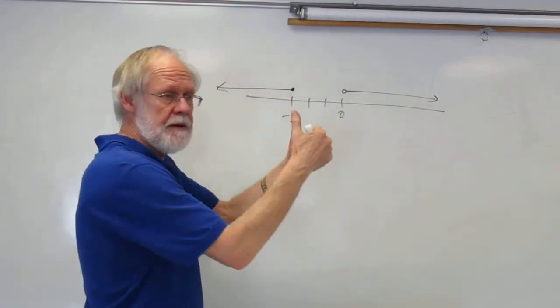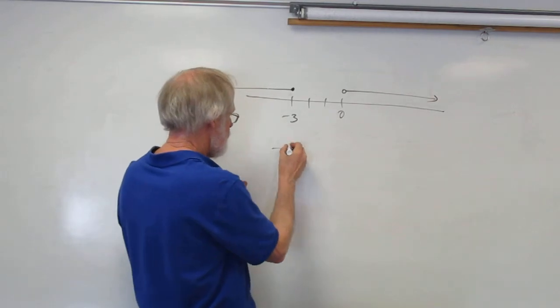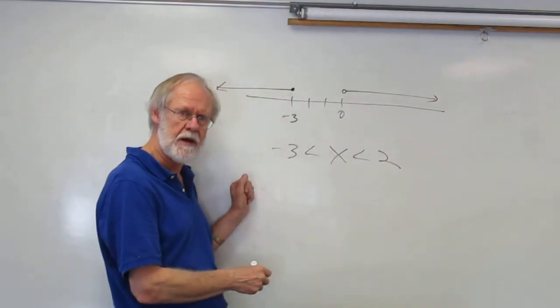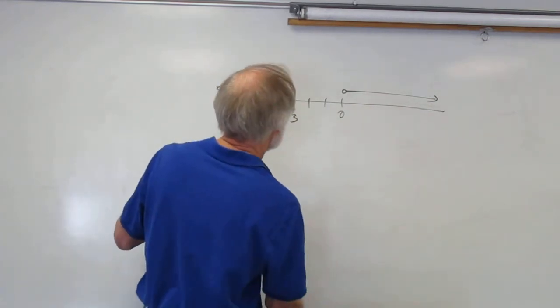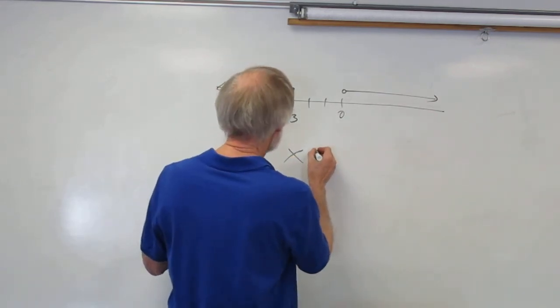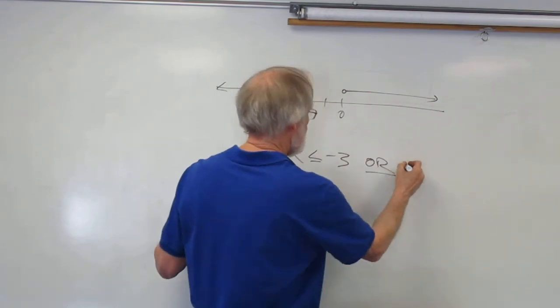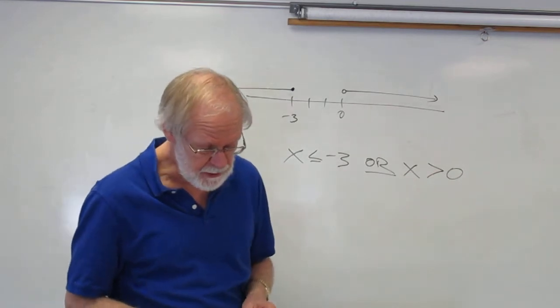Now we have an or statement because they split apart, so I cannot write it as a compound. Remember, I had negative 3 less than x less than 2. I can't write an or that way. This is reserved only for and. So the or I'm going to write this way. x is less than or equal to negative 3, or x is greater than 0. And there's your answer.